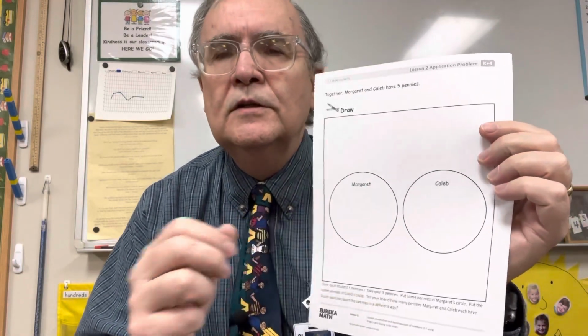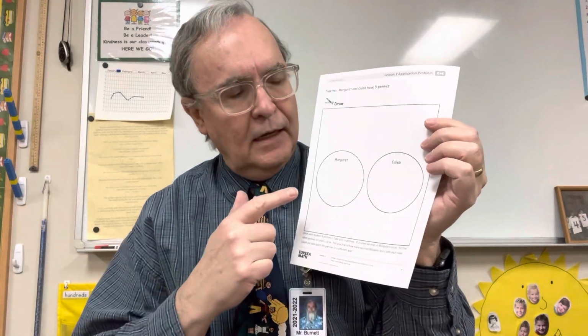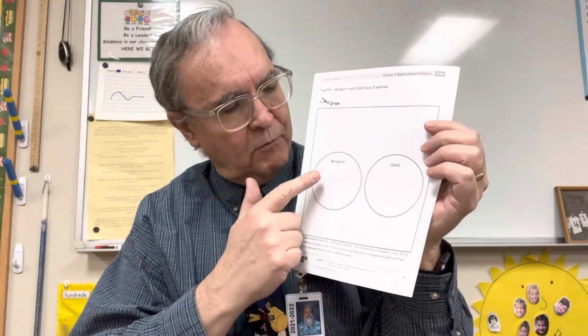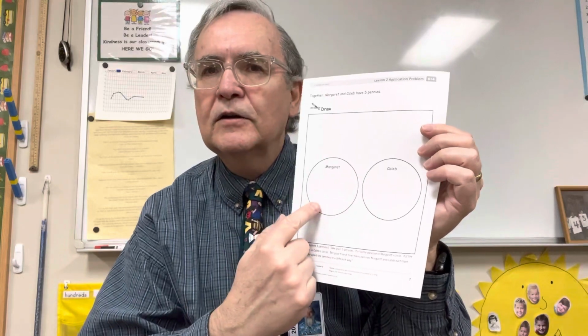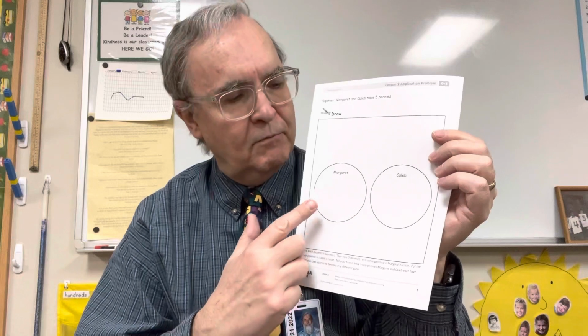What we're going to do is I want you to get 5 pennies or 5 something similar to what we did last time. And I want you to divide the pennies between Margaret and Caleb. Margaret gets some and Caleb gets some. After you've divided them up in their two circles, just draw a circle for each penny that Margaret has and that Caleb has.